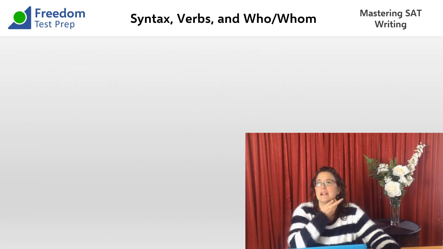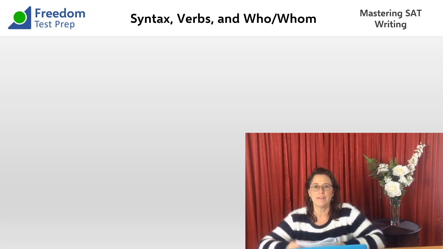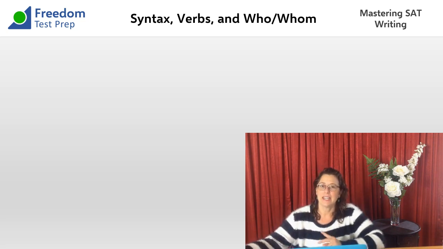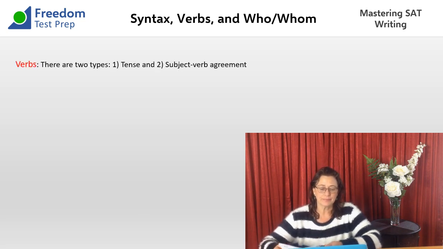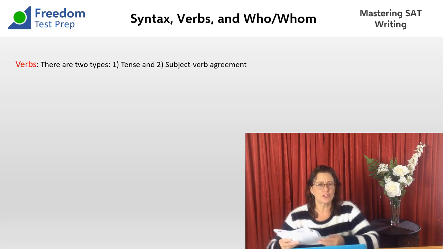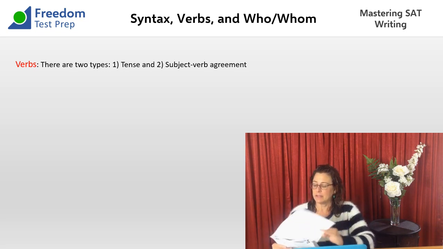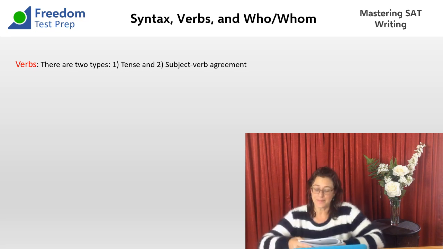Okay, now let's go on to, I have two other lessons I want to teach you today. Let's go on to the verbs. All right, now when you have a verb that's underlined, they're going to be testing you for one of two things. One is tense, and the other is subject-verb agreement. So let's look at tense first. And I think there's just one question on tense in this test. That should be enough. Number 18.